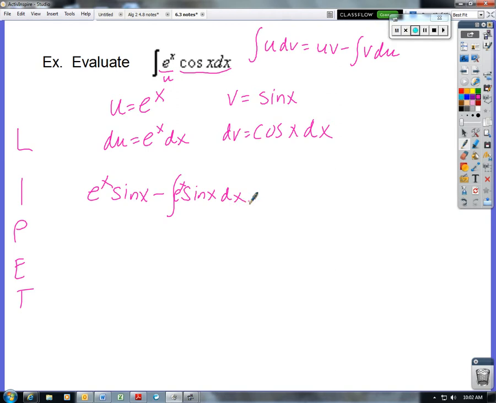Oh my goodness, look what we got. e to the x sine of x. Well, that looks a whole lot like this one, doesn't it? And in order to do this one, we had to integrate by parts, so I get a feeling we're going to have to do parts again. And I probably clued you into that a little bit because I said the long way.